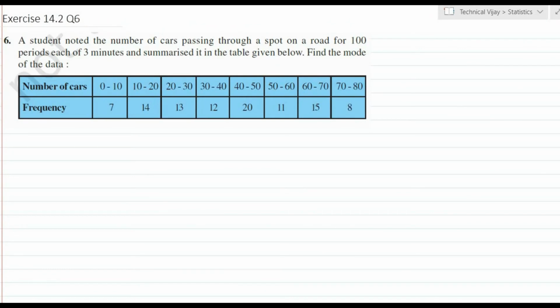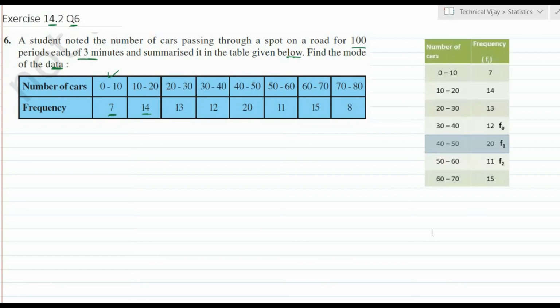Exercise 14.2, question number 6. A student noted the number of cars passing through a spot on a road for 100 periods, each of 3 minutes, and summarized it in the table given below. Find the mode of the data. Only the mode is asked. Number of cars 0 to 10, that is 7 times. 10 to 20, 14. 20 to 30, like that the table is given. We will put a table, and this is the number of cars. The same data I have represented in vertical form.